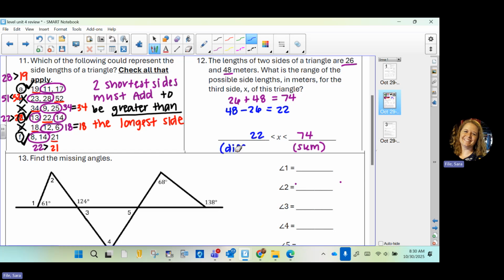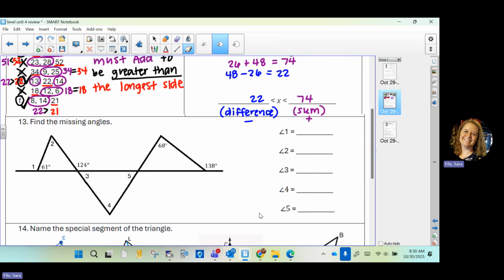So you're finding the difference. That means subtract. And you're finding the sum. That means add. And then that third side has to be somewhere between those numbers. This says that X has to be greater than 22, but less than 74. Does this make sense? Okay. So you add and subtract to get your range of possibilities for the third side.